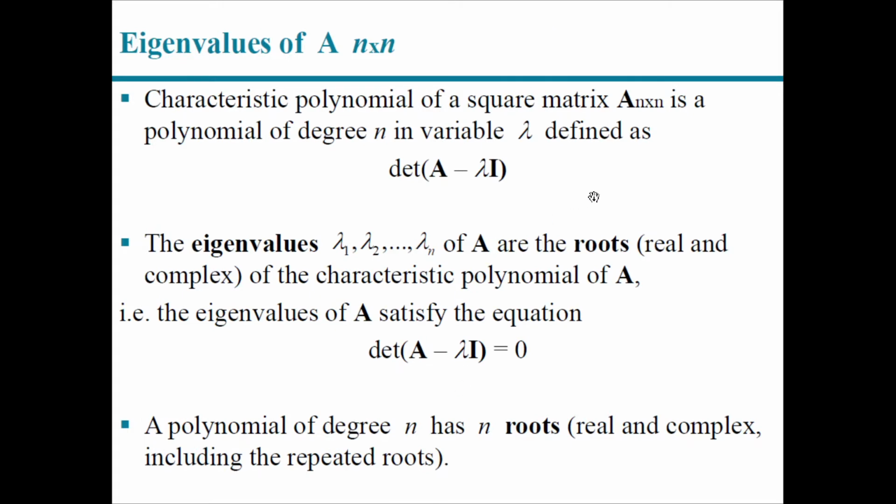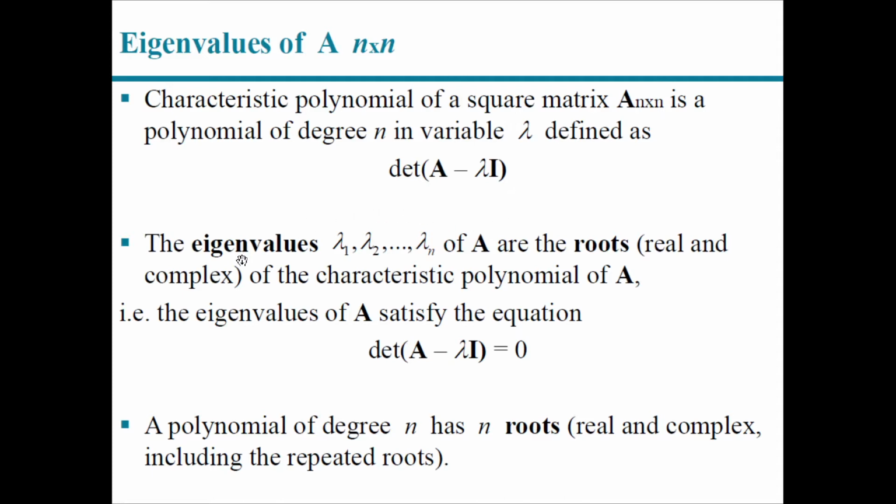So some terminology. When we compute the determinant of A minus lambda I, we will figure out that it's actually a polynomial of degree n in the variable lambda. That's called the characteristic polynomial of a matrix A. So this is the characteristic polynomial of a matrix A. It's the determinant of A minus lambda I, and it's a polynomial of degree n.